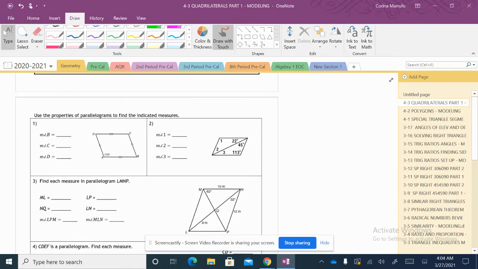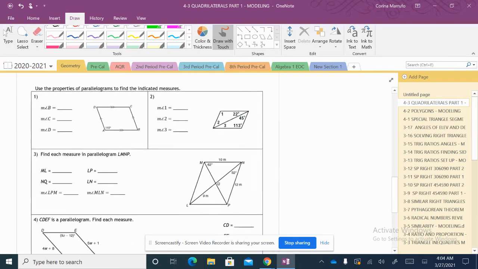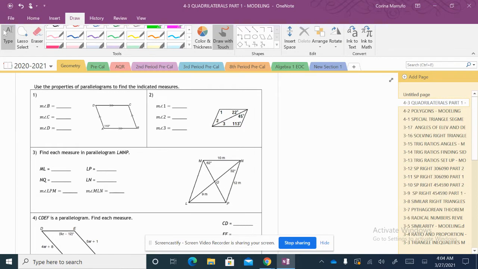So let's go ahead and do some problems. It says use the properties of parallelograms to find the indicated measures. The first rule is that opposite angles, so A and C are opposite each other, should be the same measure. So if that one's 110, then this one is also 110. Then we use the rule we just went over, consecutive angles, the ones that are side by side. So D and A should add up to 180. If I do 180 minus the 110, that gives me 70 degrees. So angle D is 70 degrees, and since angle B is opposite it, B should also be 70.